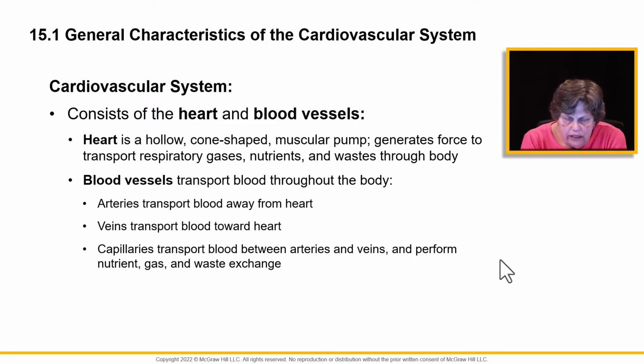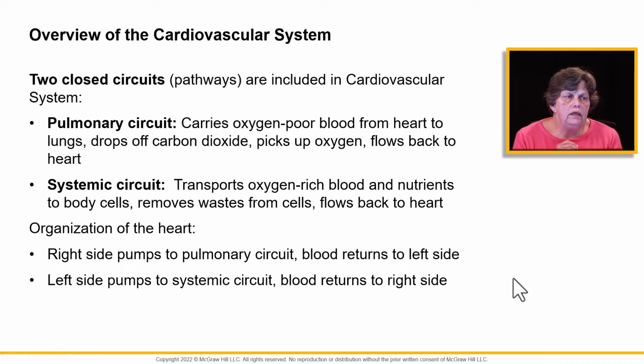We have three different types of blood vessels. We have arteries, veins, and capillaries. Arteries carry blood away, always away, regardless of whether they're carrying oxygenated or deoxygenated blood. Veins carry blood to the heart. And the capillaries are between the arteries and the veins. We'll also talk about little arteries, arterioles, and little veins, venules. Okay. All right. So when we talk about the cardiovascular system, it is a closed circuit.